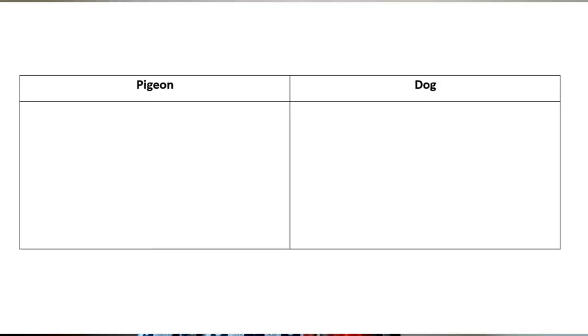Let's start today's session with a small task. See, on the screen I have shown you one small tabular column. Are you able to see it here? On one side I have kept a pigeon, that is a bird, and on the other side, the right-hand side, the column is about the dog. What you have to do in your rough book is draw this tabular column and note down the points in what way the pigeon is different from the dog. Come on, write down. Very good. You all have completed.